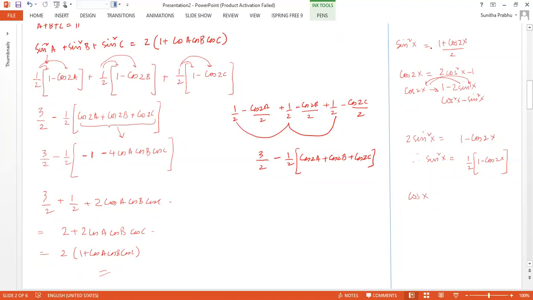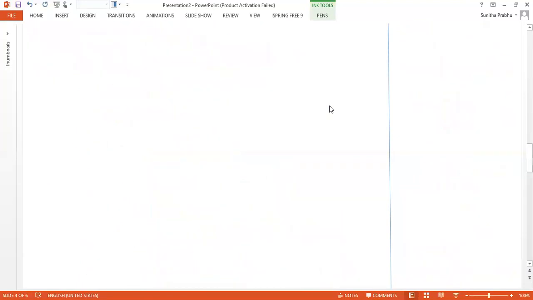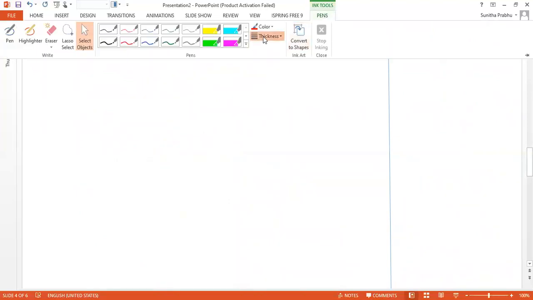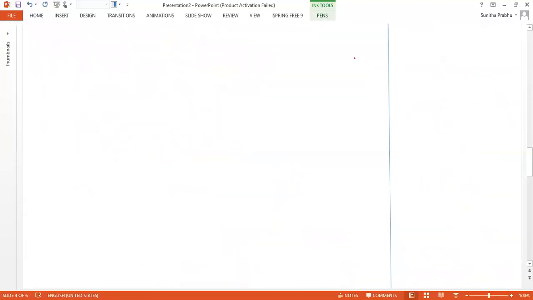You may sometimes be given numericals which look a little confusing. We have to handle this very smoothly. If a plus b plus c is equal to pi, or they may say in a triangle ABC, that means it is given a plus b plus c is equal to pi. Prove that.